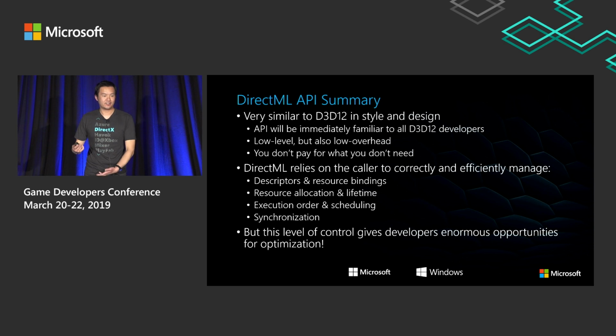But this does mean, as a consequence, that DirectML relies on the caller to correctly and efficiently manage things like descriptor heaps and sub-allocation, the way you do resource bindings, your resource allocation and memory lifetimes, your execution order and scheduling and barriers, and of course the synchronization between CPU and GPU in case you need it. But what this level of control gives you is enormous opportunities to optimize your machine learning workload, especially if you're mixing it with rendering or using the same GPU for both rendering and machine learning.